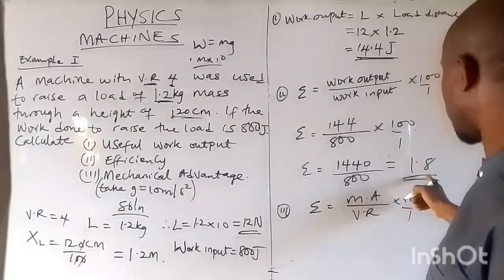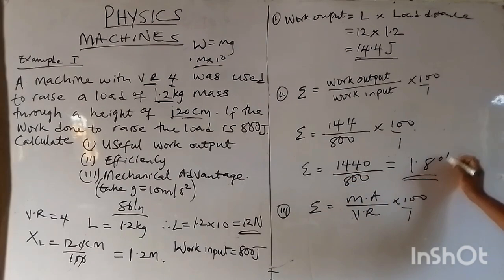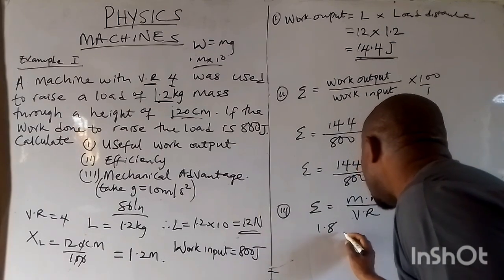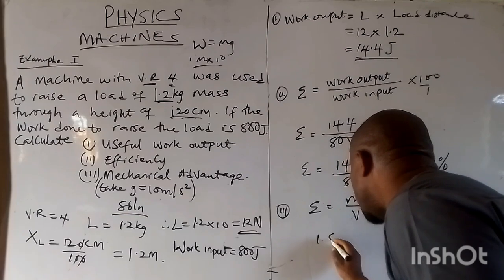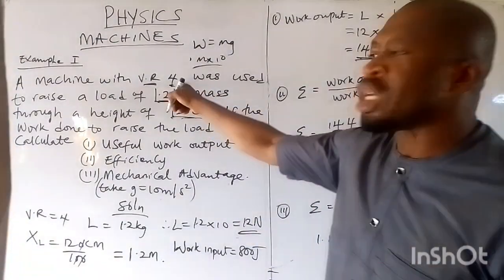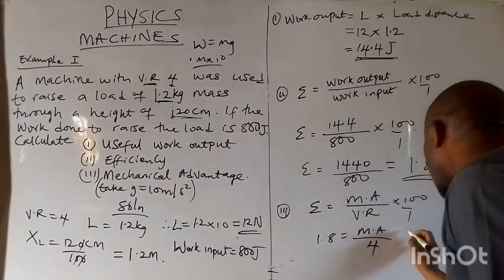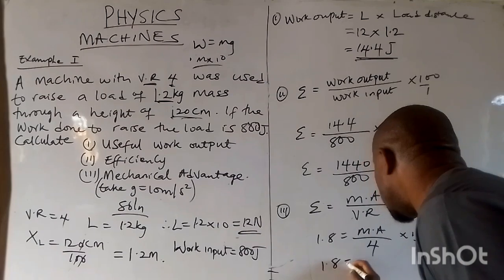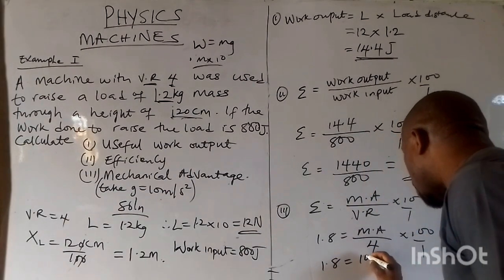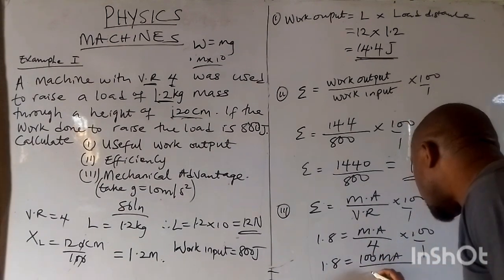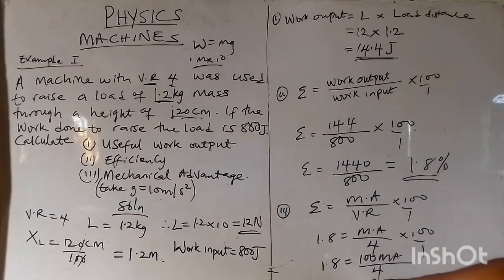Okay, so mechanical advantage. This efficiency, please, is in percentage. Now we have 1.8 is equal to the mechanical advantage all over the velocity ratio. The velocity ratio is 4 times 100, which will give us 1.8 is equal to MA times 100 will give us 100 MA all over 4 times 1 will give us 4.